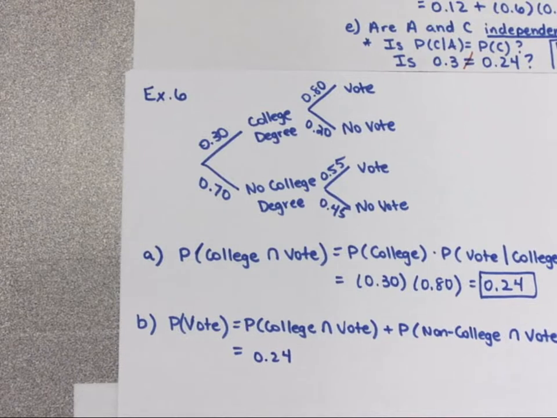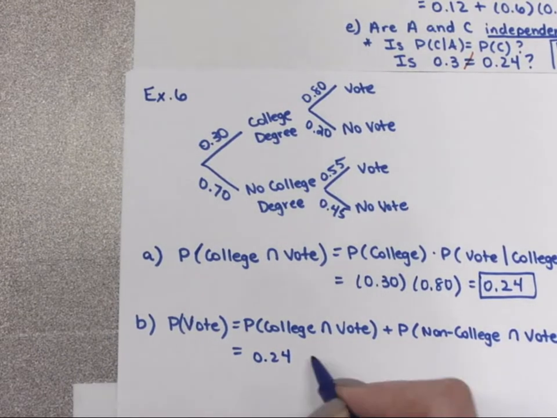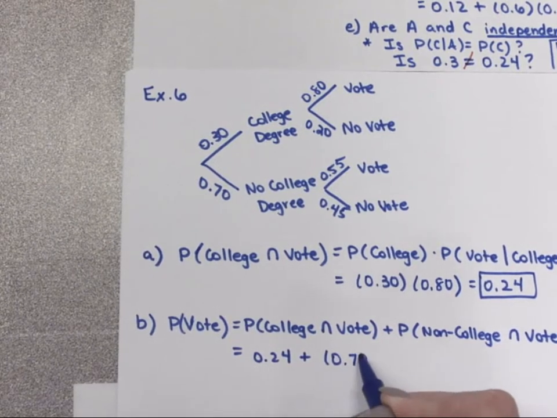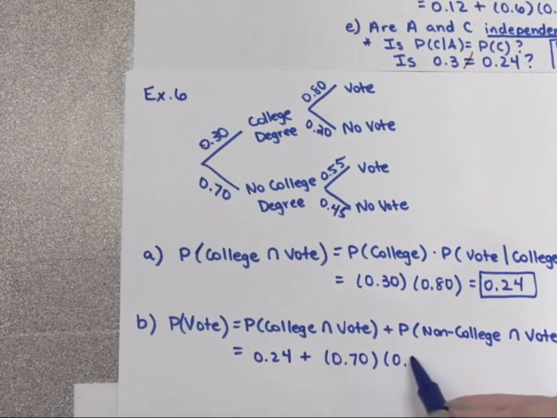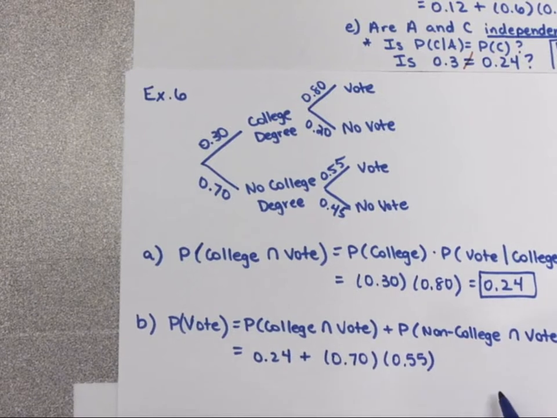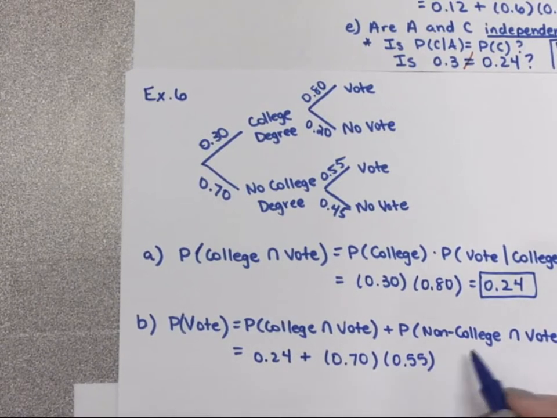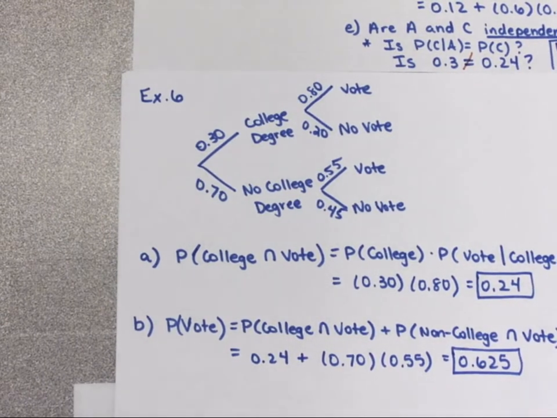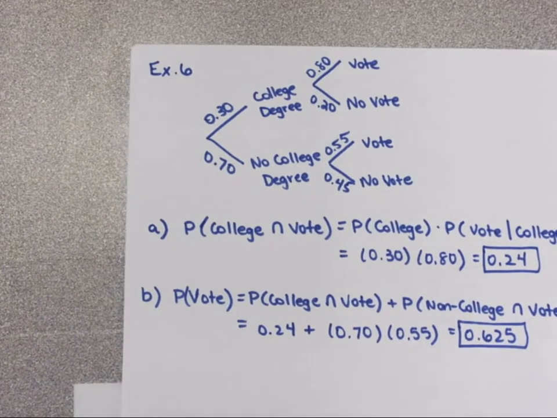But let's figure out a non-college person, the chance that they would vote, right? So it's going to be what? Not college would be 70%, and then vote would be 55%. So if you add both of those up, you get that 62.5% of people in this survey are voting, regardless of whether or not they had college or not.